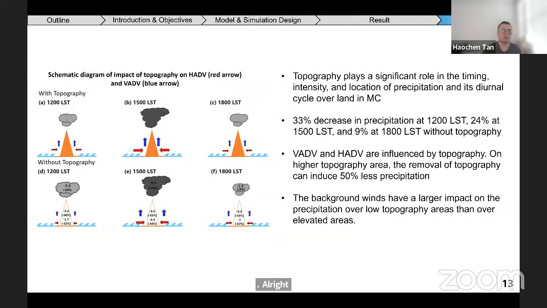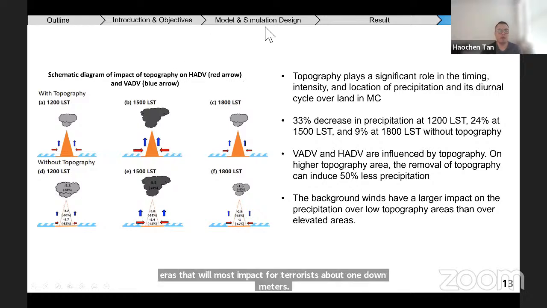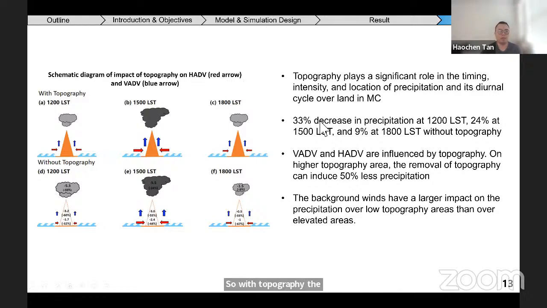All right, a little bit of summary here. So in the absence of topography, the precipitation becomes weaker and the maximum diurnal precipitation is delayed due to the lack of orographic lifting. The areas that were most impacted were areas above 1,000 meters. So with topography, the mechanical and thermodynamical forcing lead to a convergence. So the absence of this forcing in the flat simulation leads to a 33% decrease in precipitation at 1200 local standard time, 24% at 1500 local standard time, and 9% at 1800 local standard time.